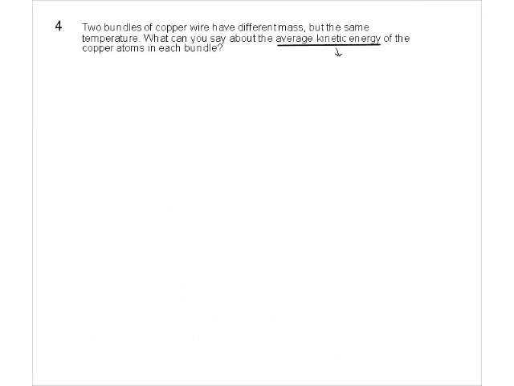Here we go. Here's another question. It says we've got two bundles of copper wire. They have different masses but the same temperature. What can you say about the average kinetic energy of the copper in each bundle? Okay, so here we go. We've got two bundles of copper wire. Let's say, for argument's sake, they're both at room temperature, 25 degrees Celsius.